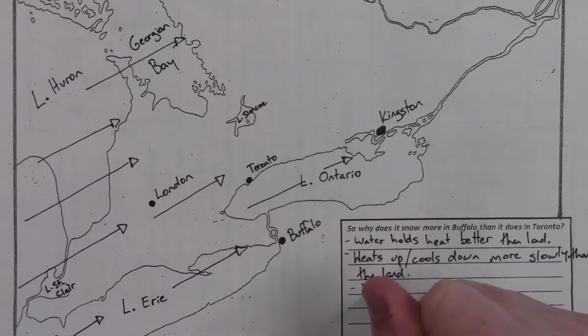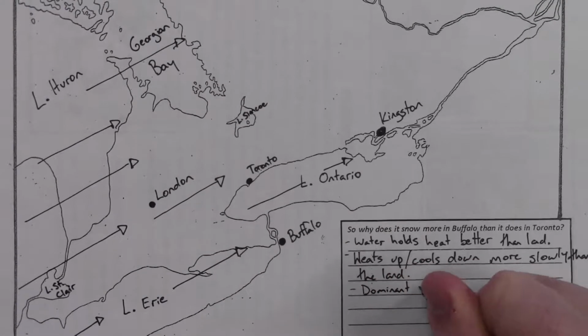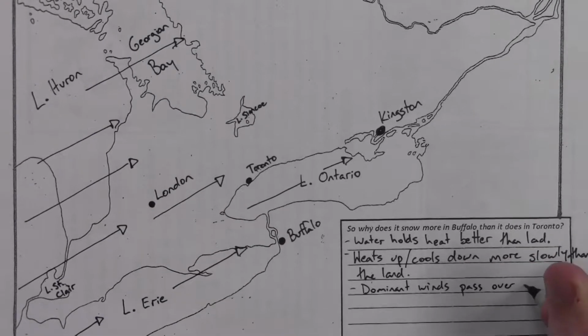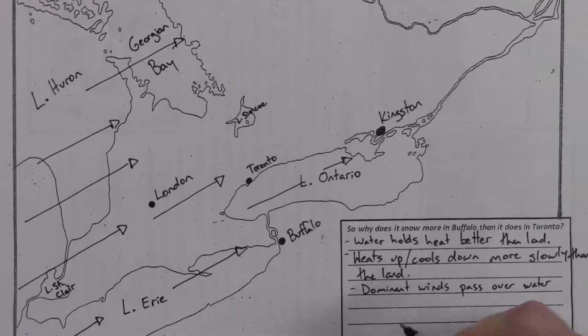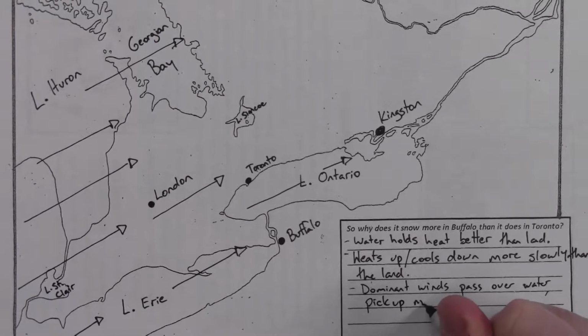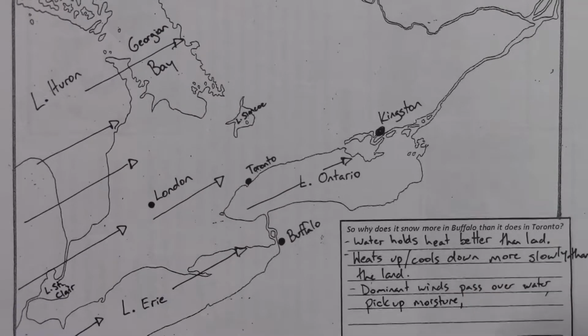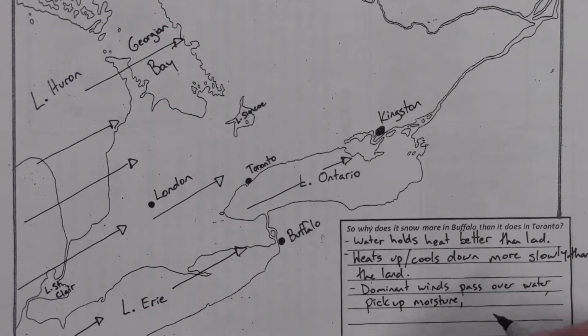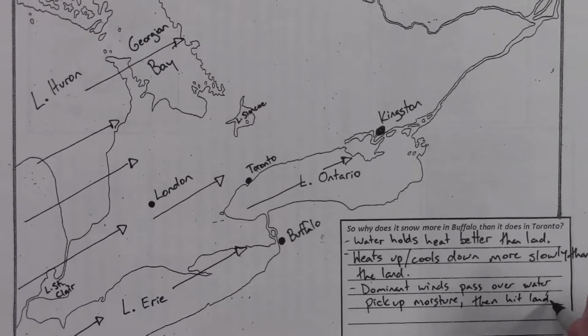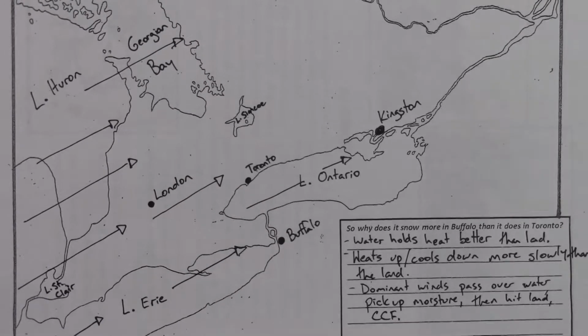So our dominant winds then, winds pass over water, and when they do that, they obviously pick up moisture, and they'll also warm up in temperature as well, but pick up moisture, then hit land, and I'm going to write CCF, because when they hit land, you should know this, air rises, then it cools, condenses, and falls. So they hit land, and then they cool, condense, and fall.